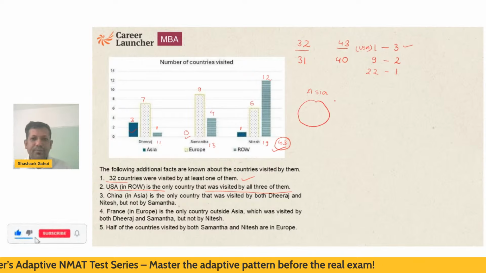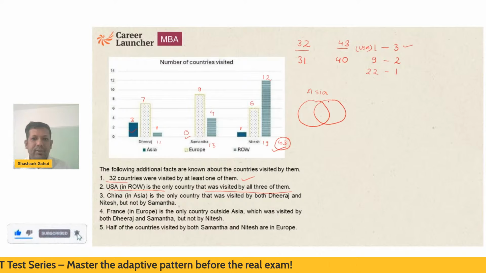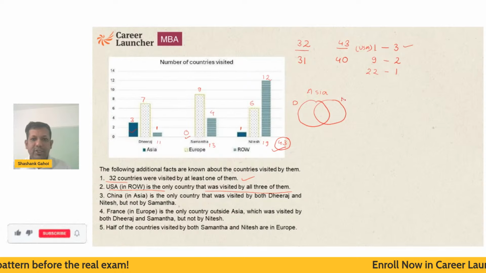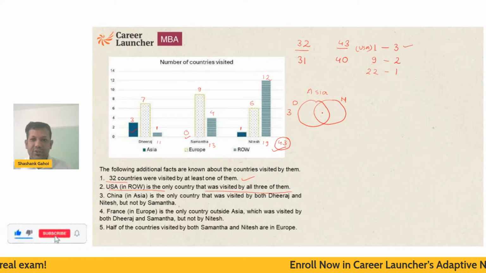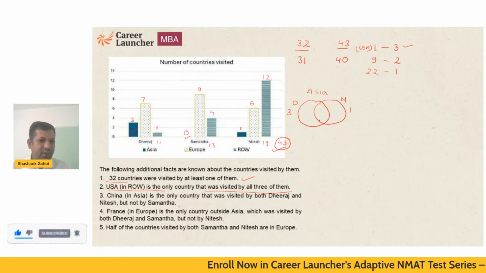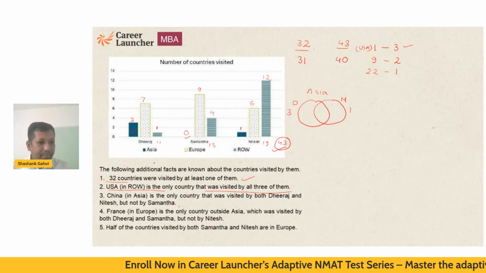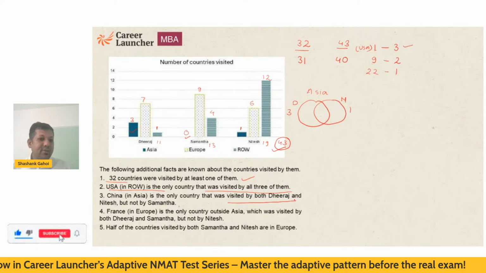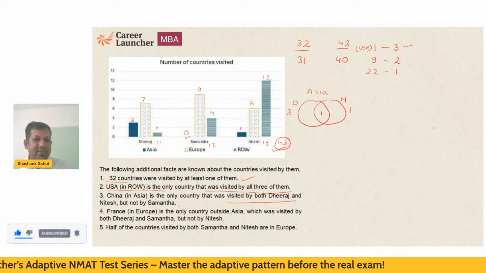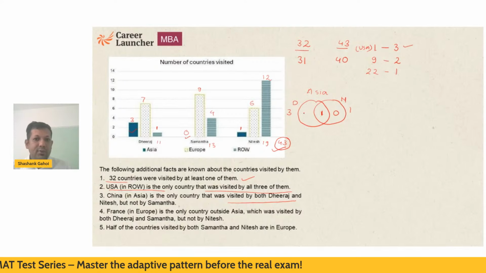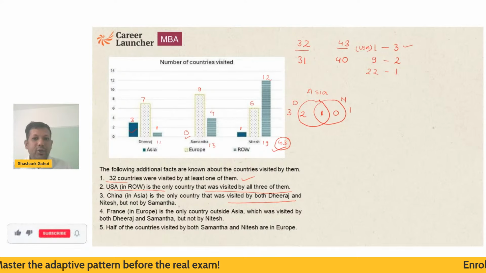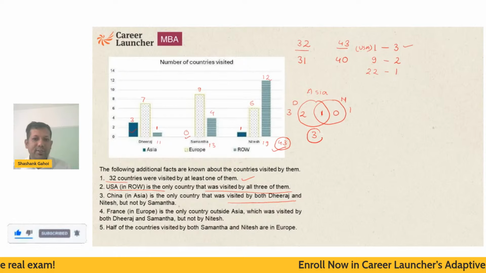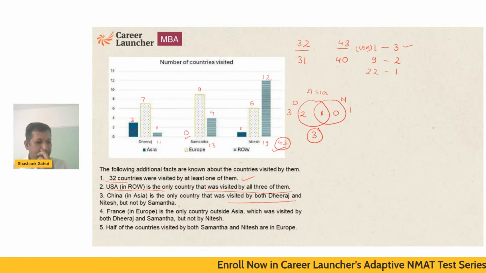So Asia. Dheeraj is visiting 3 countries, and Nitesh is visiting 1 country. China in Asia is the only country visited by both, so the common countries is 1. So this is 0, this is 2. So in Asia, the total number of countries is going to be 3. Understood?